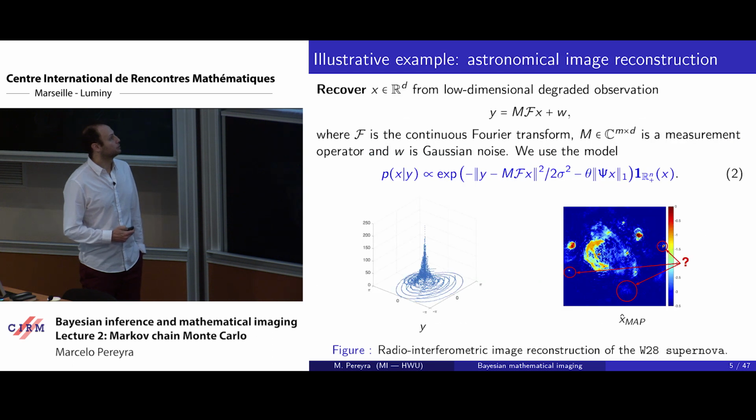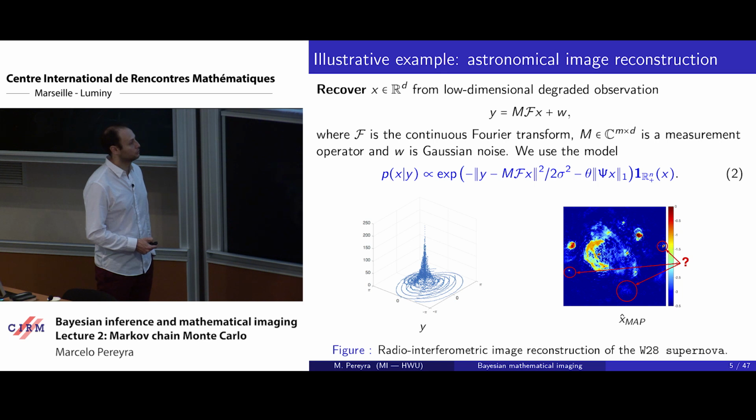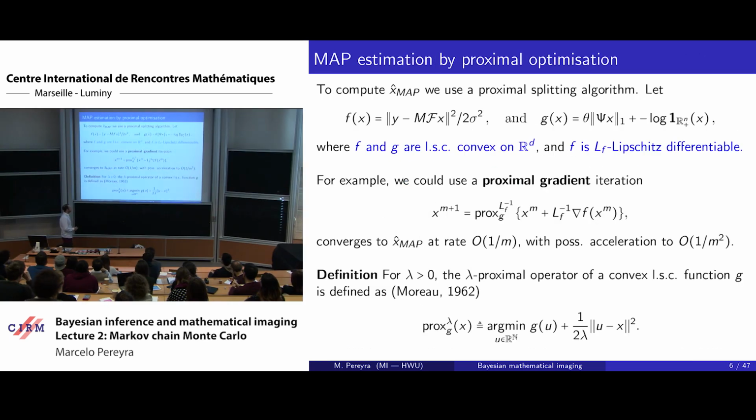Okay, so just a quick recap. How do you compute this solution? How do you get x MAP? Well, many of you are already familiar with this, but for completeness and because many of you might not be familiar with it, I'll explain. So let's say that you want to find the minimizer of that cost function.